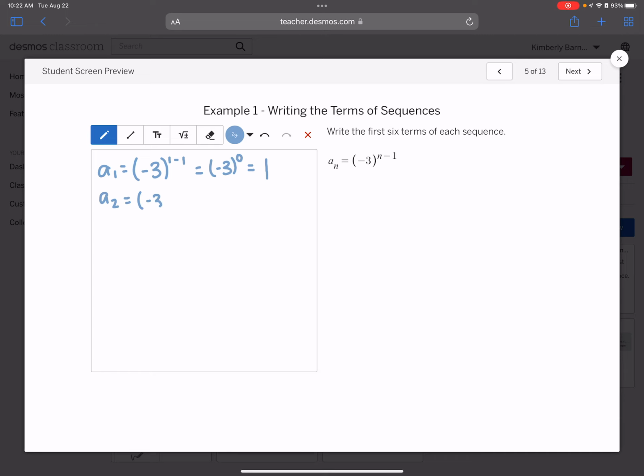A sub 2 is negative 3 to the 2 minus 1. So negative 3 to the first power. Anything to the first power is itself. A sub 3 is negative 3 to the 3 minus 1. So negative 3 squared. Remember, if it's squared, that negative times negative becomes positive, so that's positive 9. A sub 4 is negative 3 to the 4 minus 1, so negative 3 cubed. Negative 3 times 3 is 9. 9 times negative 3 is negative 27.